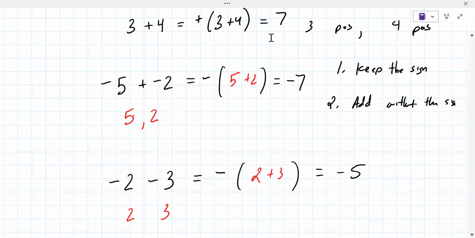-5. Okay. There are two steps. You keep the sign, then you add the numbers without the sign.